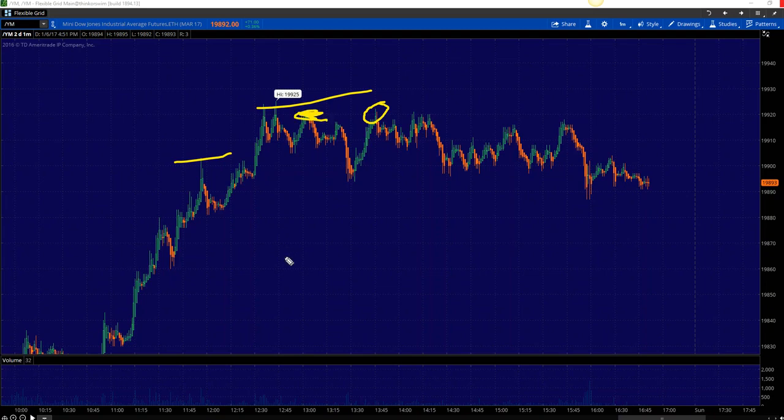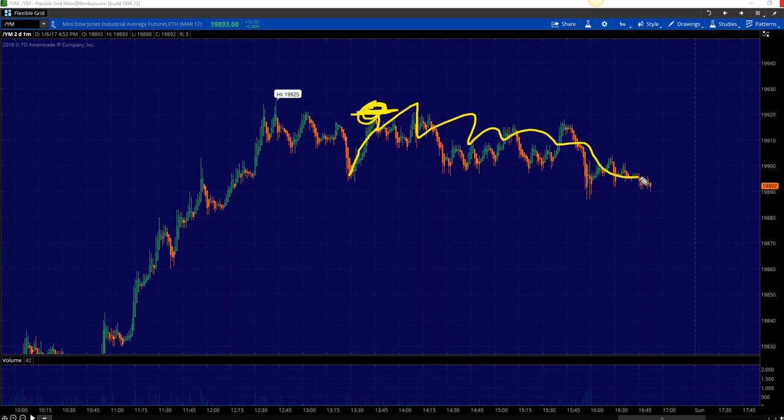I could have entered there, but I missed it. Then we go down and form a new lower low. So see, our low is right there, and then we formed a new lower low. Now I'm really like, okay, these bears are finally here to play. And then they retrace back up, and we get another lower high, and that's where I entered, and we just fuddled the rest of the day.